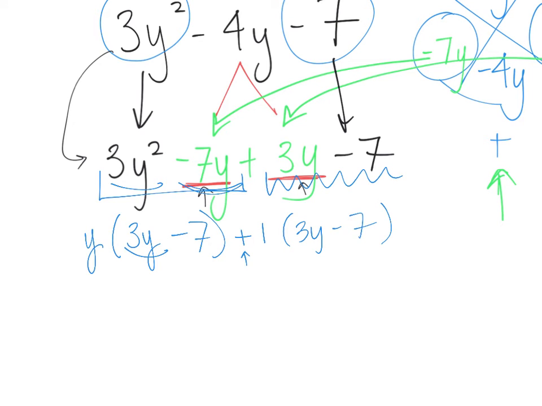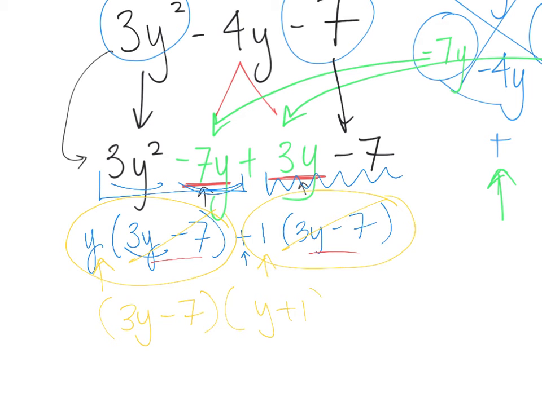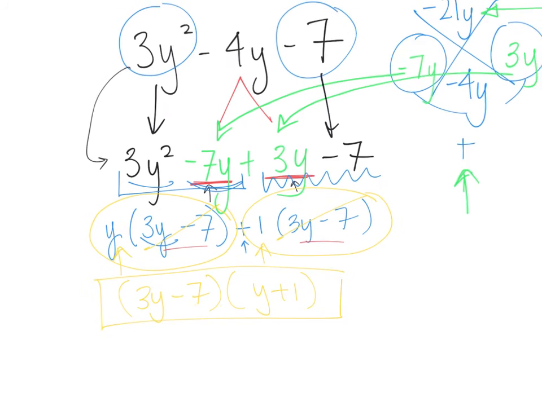I know I'm on track if these match each other, because really that's the next thing. What does this term and this term have in common? They have 3y minus 7. So I'm going to write that. If I factor that out, all that's left is a y plus 1. And that would be my final answer. You can check it by multiplying.